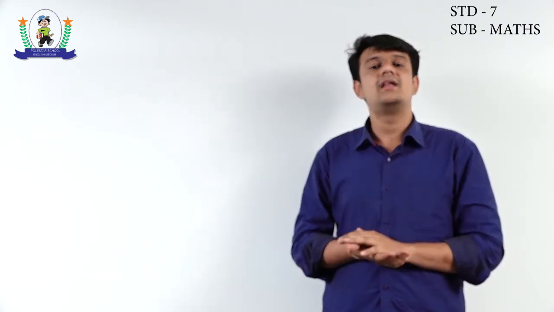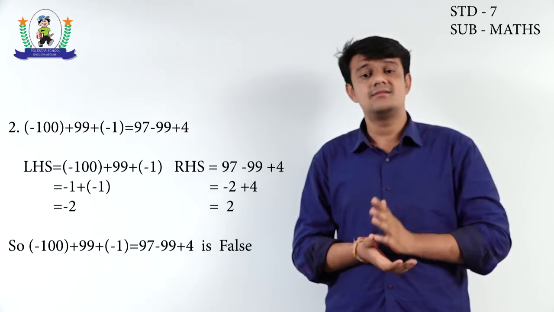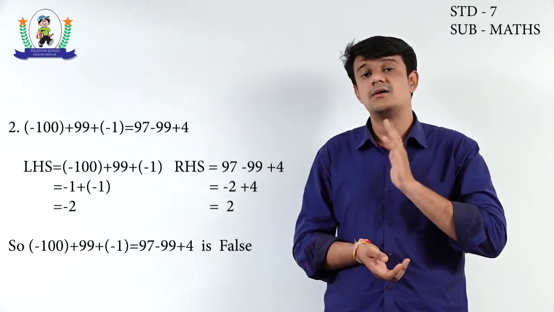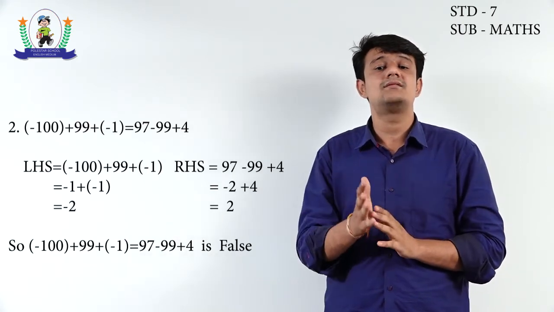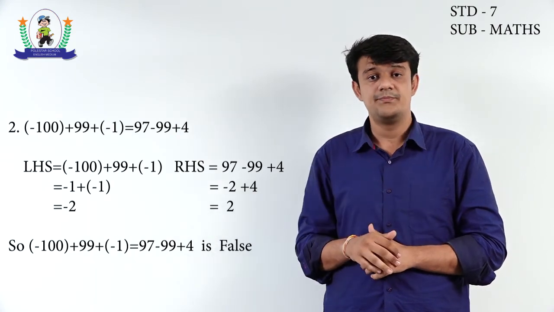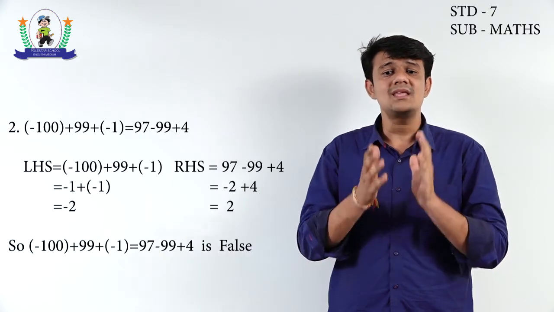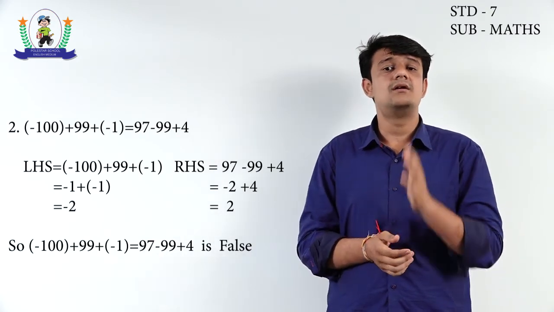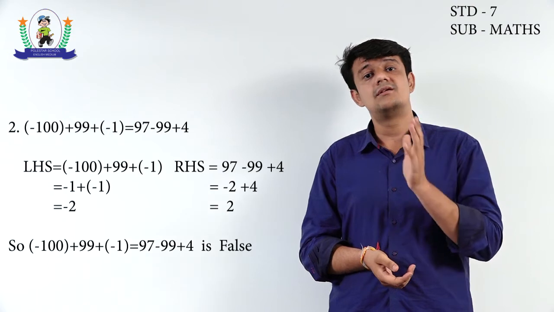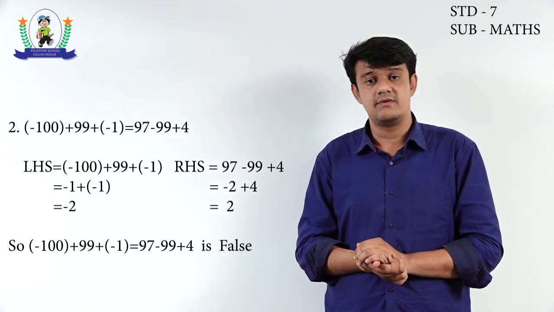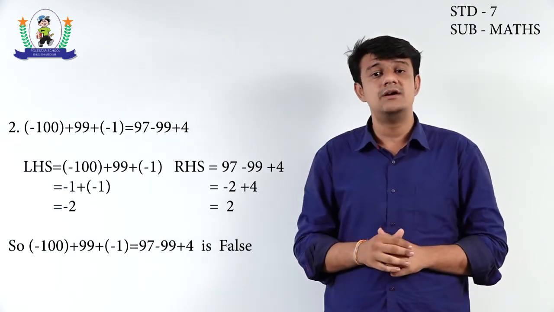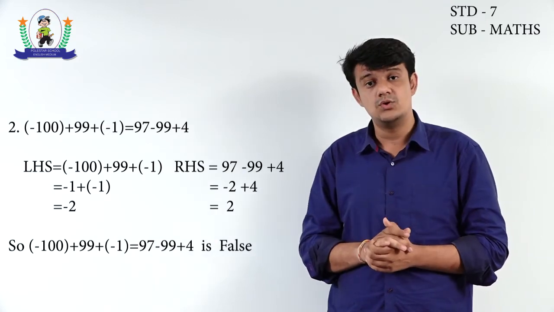Okay. Moving ahead with the next one, that is minus 100 plus 99 plus minus 1 is equal to 97 minus 99 plus 4. First, we'll try to solve the left hand side. On the left hand side, we have minus 100 plus 99. Now, minus 100 plus 99, your answer is minus 1. Now, again, you will add minus 1 to it, your answer will be minus 2.